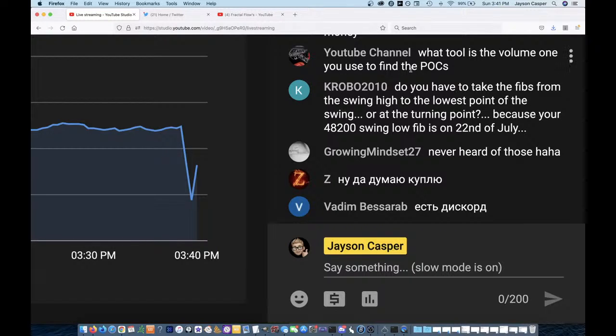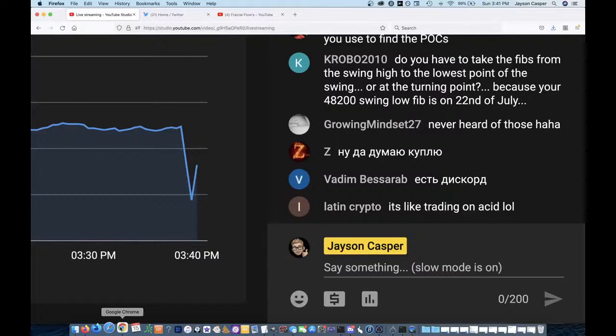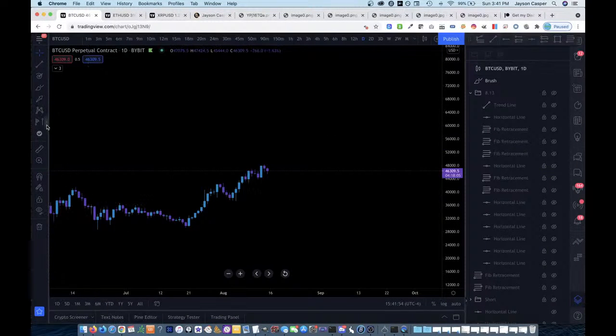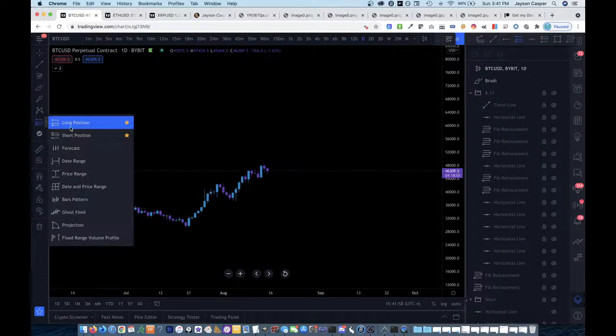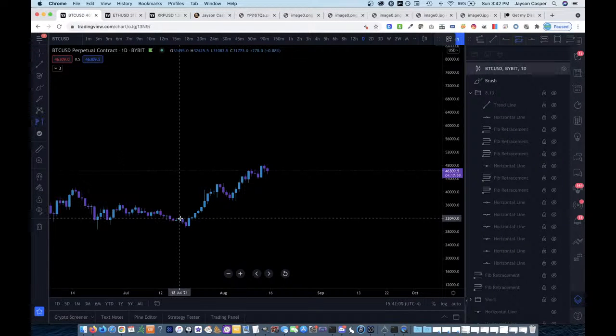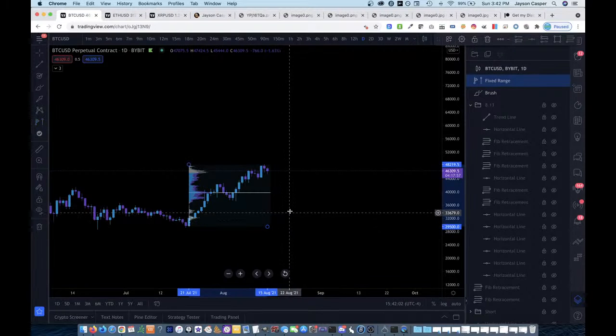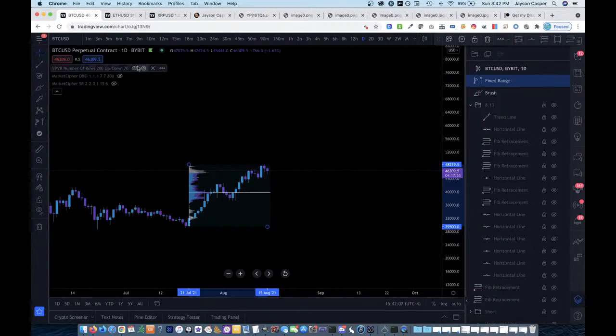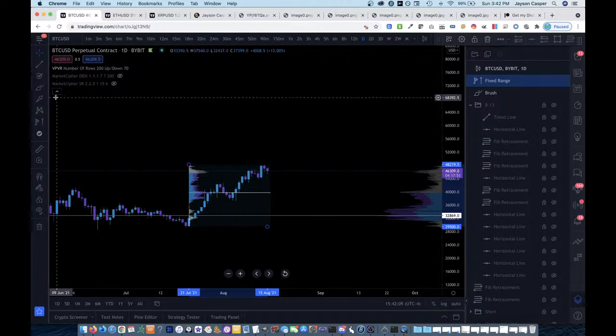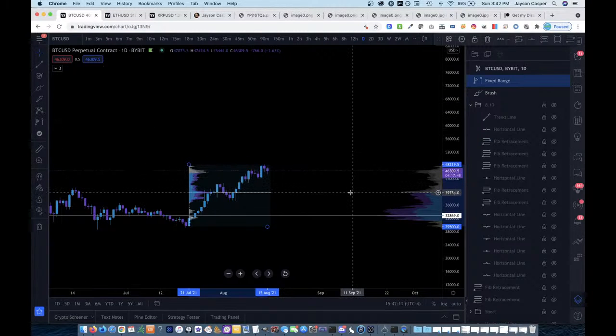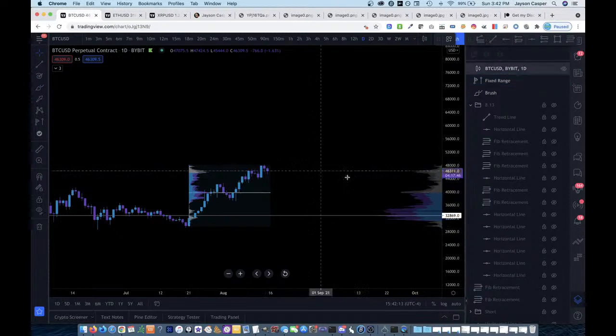What tool is the volume that I use to find the POCs? Okay, that is this right here, the fixed range. It's going to be under the prediction tools, fixed range down here. And the POC is just a high volume node, right? So it's the same as if you had a VPVR indicator on the chart. We can see that the point of control is really just a high volume node right here.